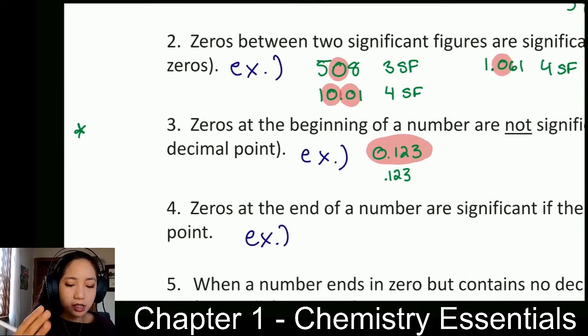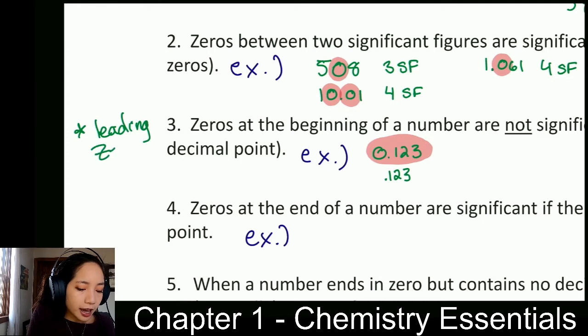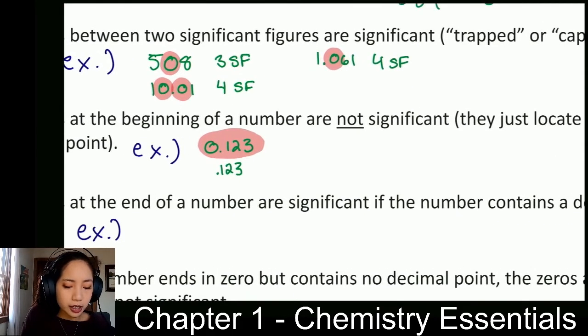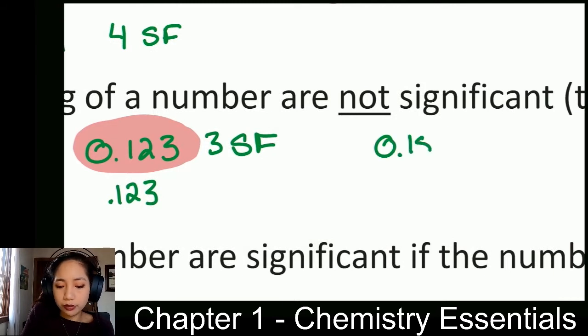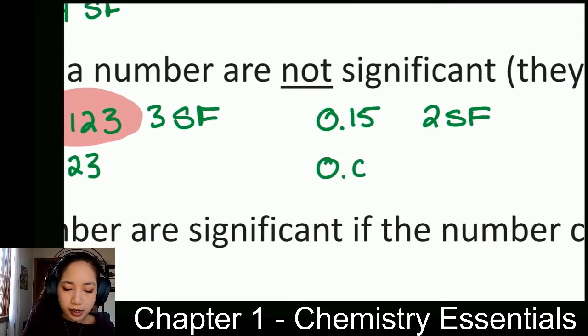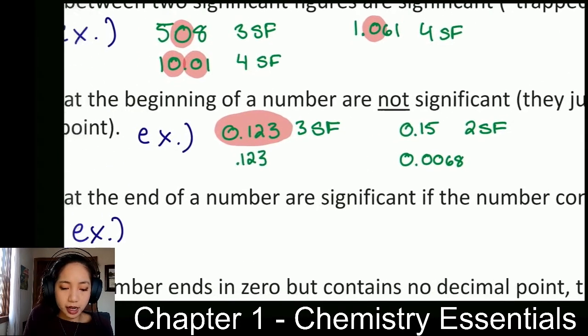The 0 at the beginning of a number is called a leading zero, and leading zeros are never significant. So our answer here for 0.123, that 0 doesn't count, so this has 3 sig figs. Or a number like 0.15, that has 2 sig figs. And then some other examples, something like 0.0068. These zeros are also leading in this case, so they're at the beginning of a number, and it has a decimal place.